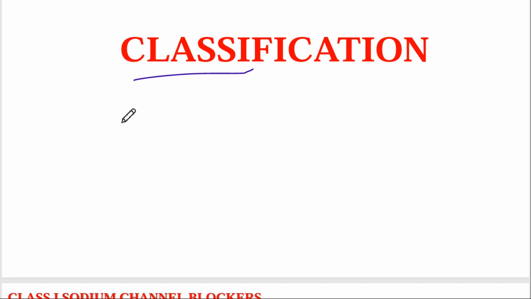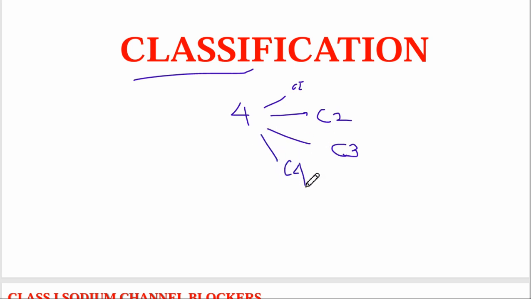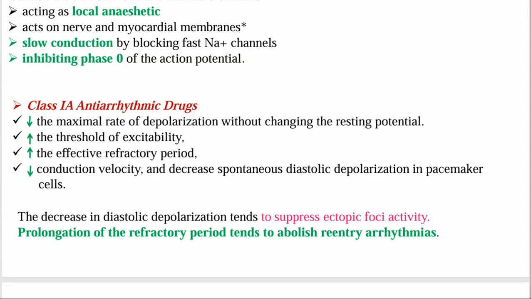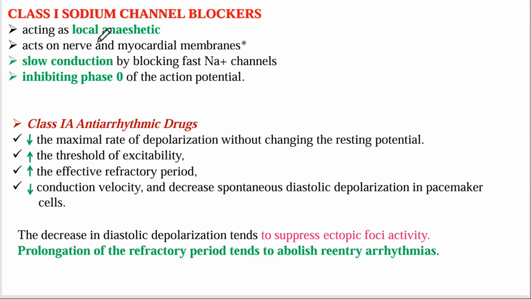Antiarrhythmic drugs can be classified into 4 categories: class 1, the sodium channel blockers; class 2, the adrenergic blockers; class 3, the potassium channel blockers; and class 4, the calcium channel blockers. Here all the drugs used are blocking agents. So let's study in detail. First is the sodium channel blocker, acting as a local anesthetic.